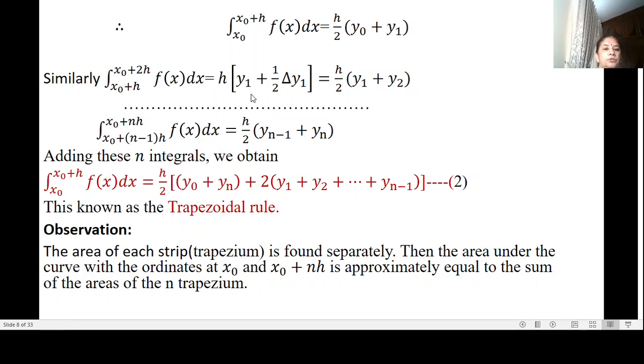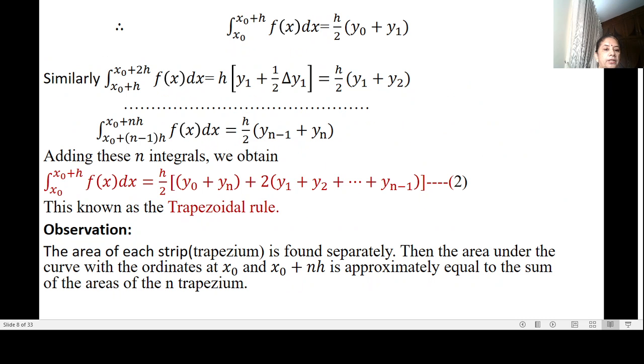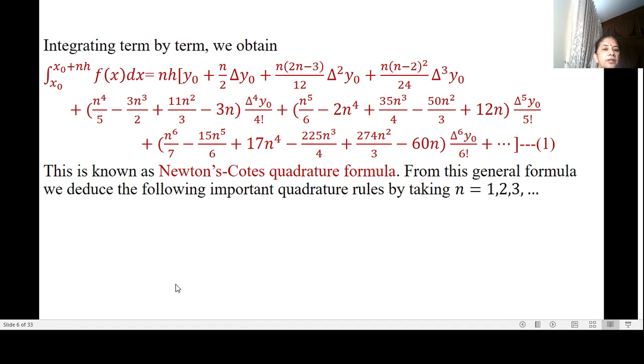Okay. So first we use the Newton-Cotes quadrature formula, substituting n is equal to 1, that is, taking the curve through x0, y0 and x1, y1 as a straight line. We get a polynomial of first order so that the differences of order higher than 1 vanish. Hence we get the trapezoidal rule on simplification. Now the area of each strip, that is trapezium, is found separately. Then the area under the curve with the ordinates x0 and x0 plus nh is approximately equal to the sum of the areas of the n trapezium, isn't it?